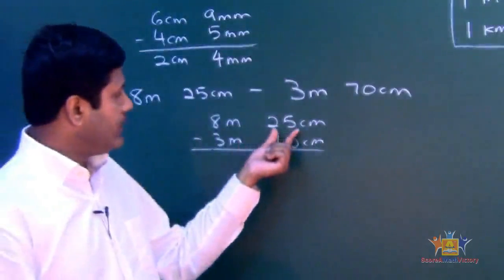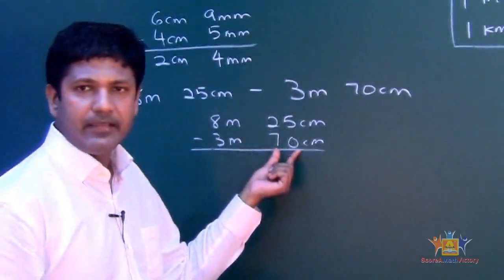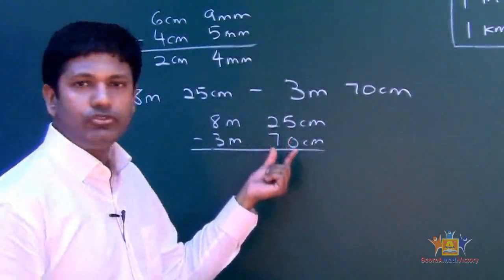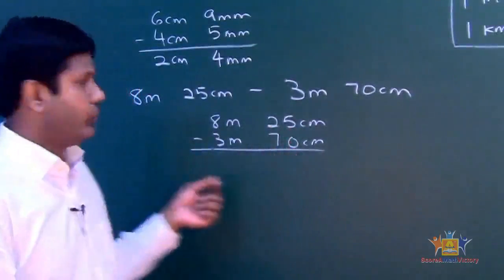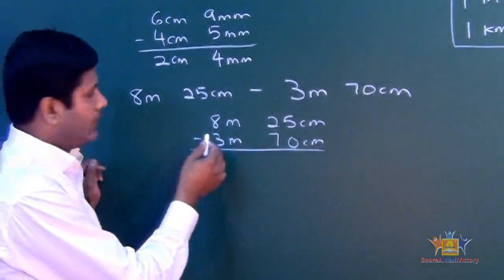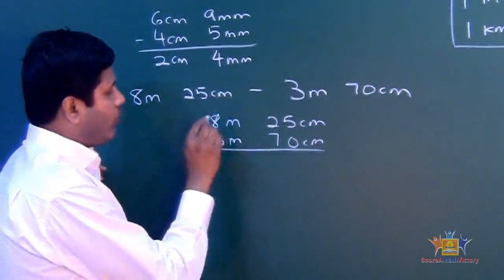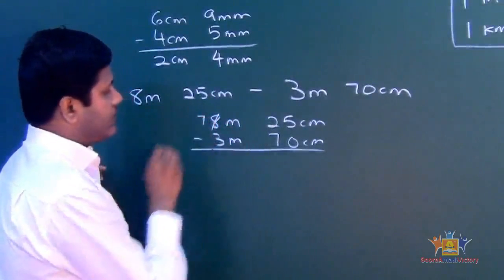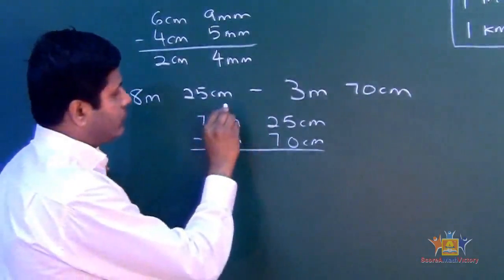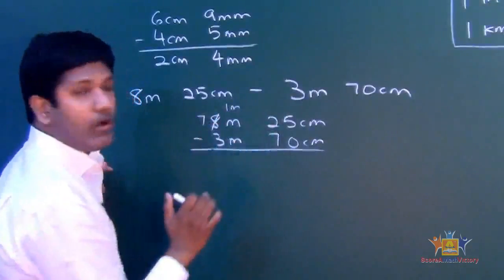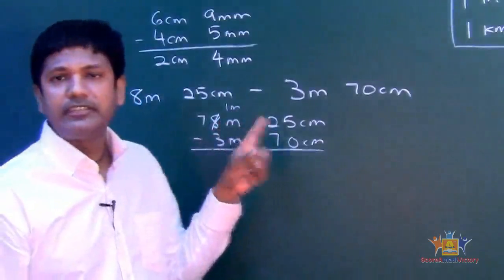Look at this, 25 centimeters and 70 centimeters. So 25 is too small for 70, am I right? So you borrow from 8. When I take 1 meter out of the 8, which becomes 7, I cannot put it as 1 meter. I have to convert that 1 meter into centimeters.